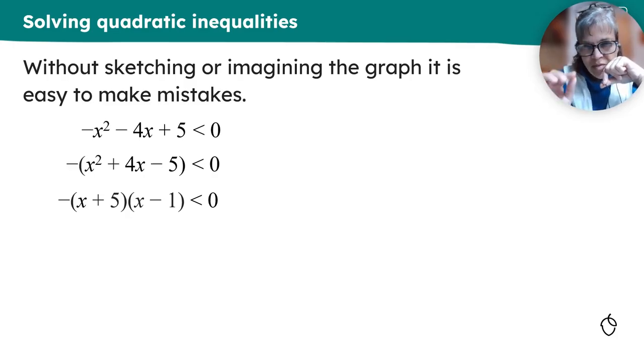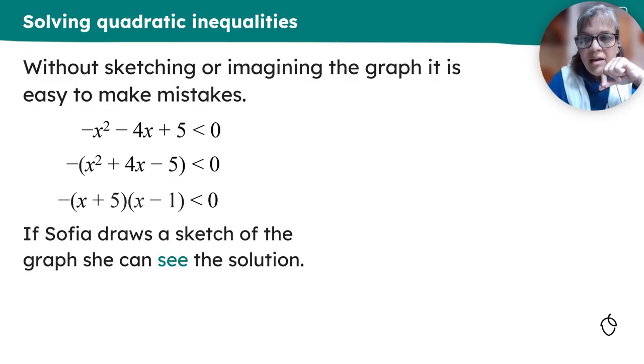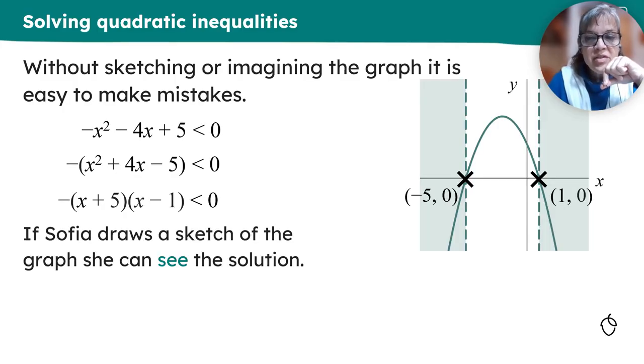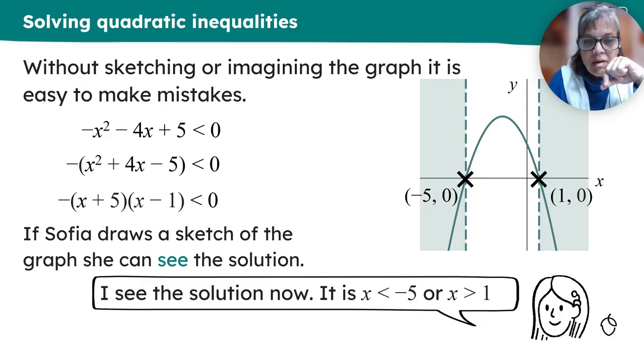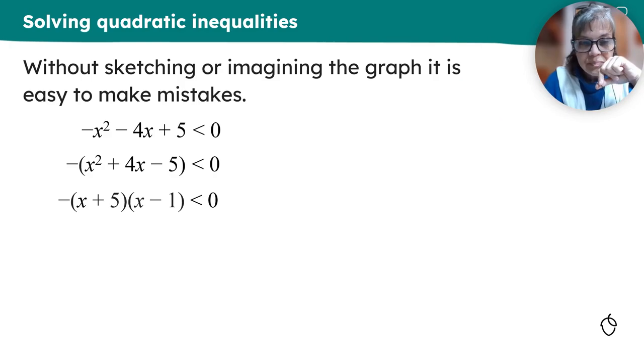The thing is that she has to remember this is actually a frowning curve. And if she drew a picture of it, then she would realize that where it's below 0 are the branches, not that. The solution then is less than minus 5 or greater than 1. So as you're factorizing, as you're finding those critical values, it's important to visualize what this curve would look like, and which part am I actually wanting.